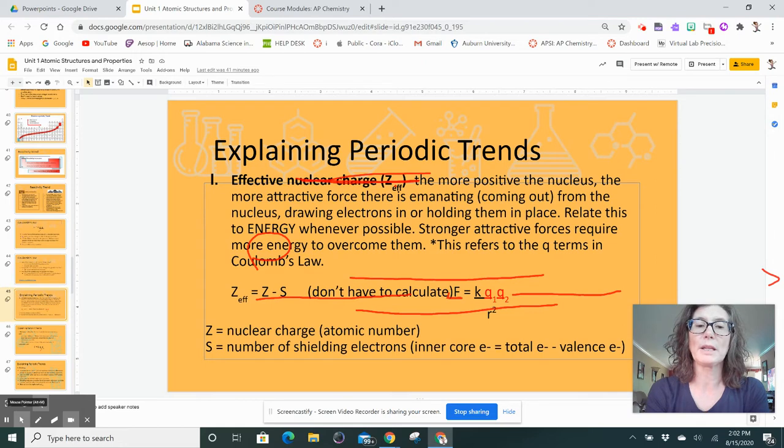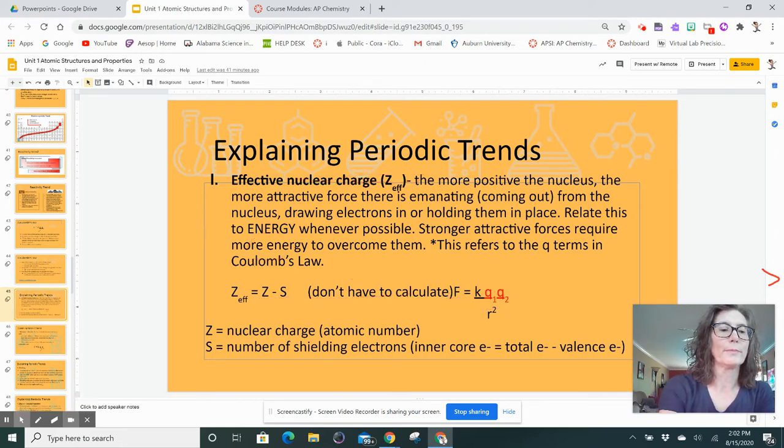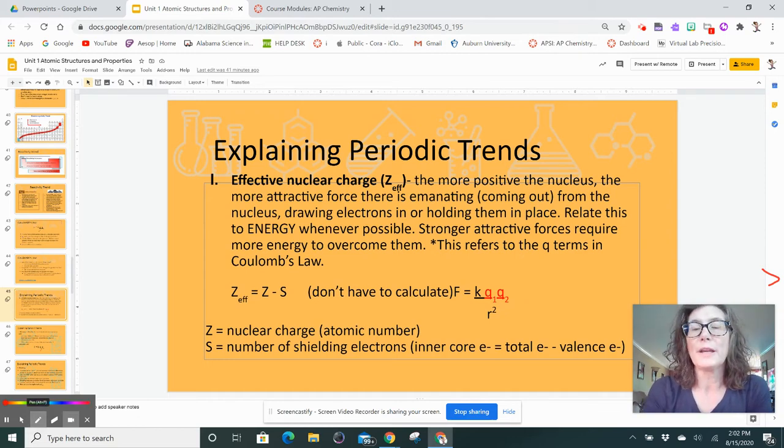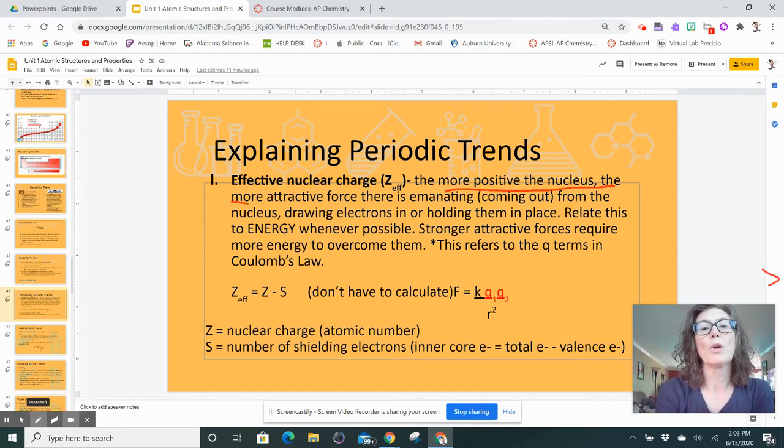So looking at explaining some of these trends. Z effective, or the effective nuclear charge. The more positive the nucleus, the more attractive force there is emanating from it, and that draws the electrons in and holds them in place better. So the stronger attractive force requires more energy to overcome them.